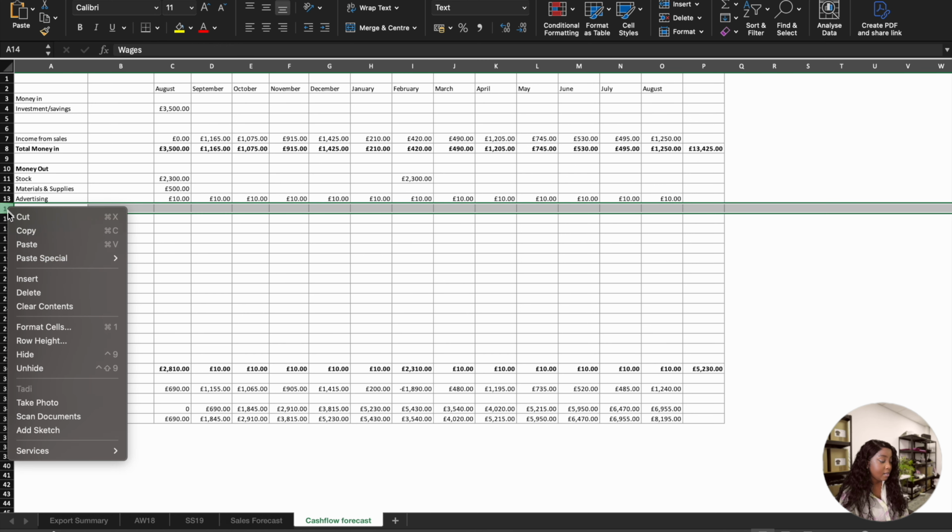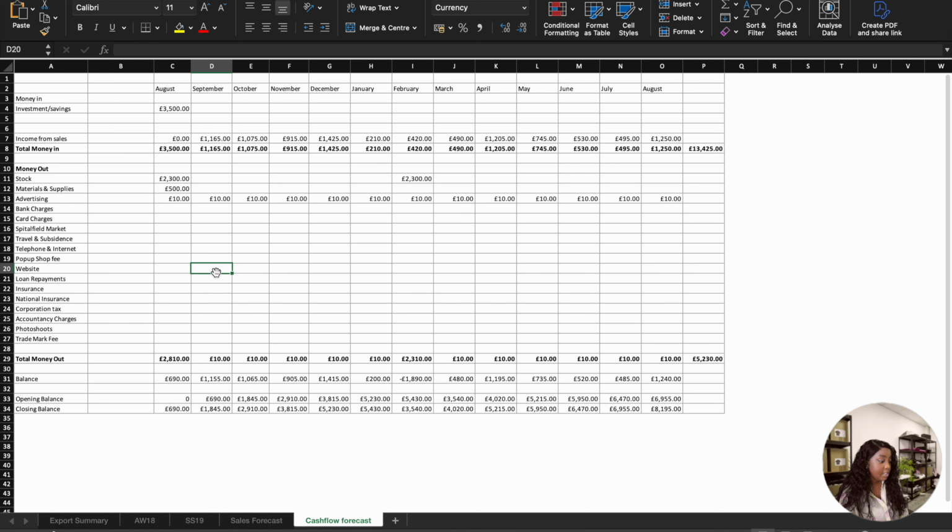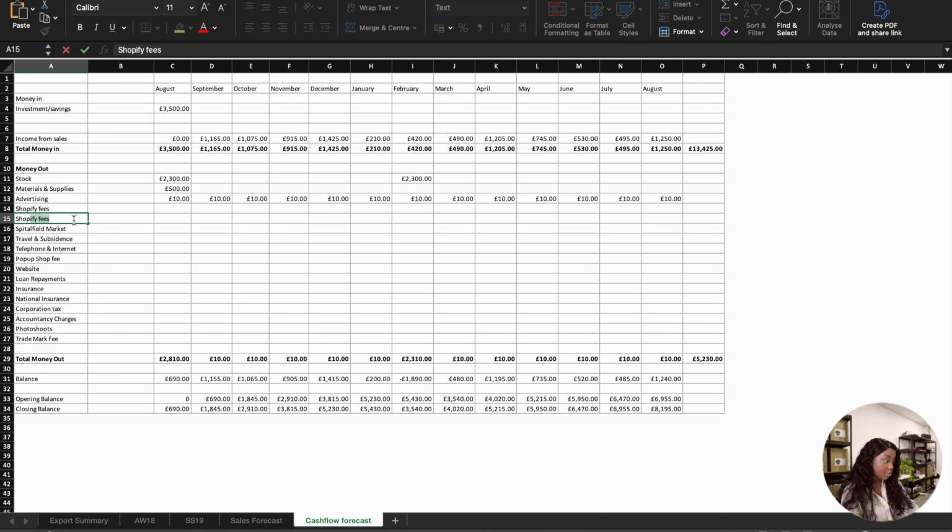Wages, I'm not paying any wages, so I can actually delete that column. Bank charges, I'm actually going to change that to Shopify fees, and then the next one I'm going to change to Shopify subscription. So Shopify fees, I'm actually going to do this as a percentage. This is my Excel skills coming into play, so I'm going to put that as equal, and essentially I want to say that it's going to be 2% of the total sales.